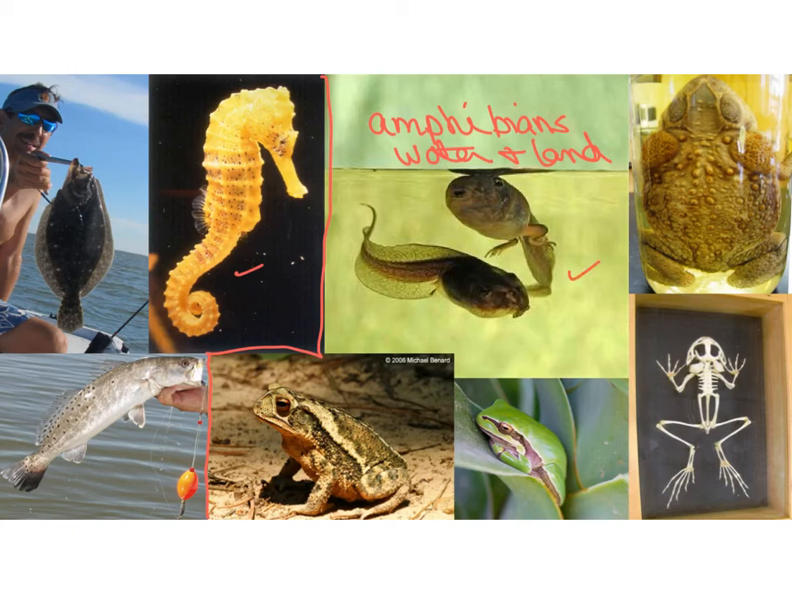Here's some tadpoles. This is huge. We have it in the lab. I'd say it's almost 12 inches tall in this position, but it is a South American toad. Here's a skeleton of a frog. Here's a green tree frog. Here's the toad that we have around here. Okay, so those are all the amphibians that live on water and land.